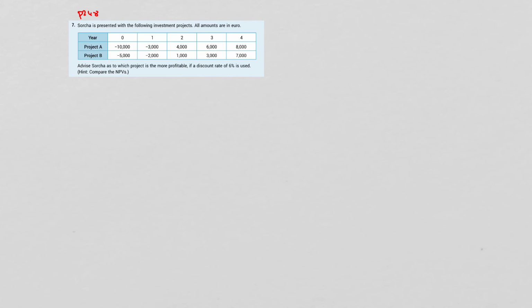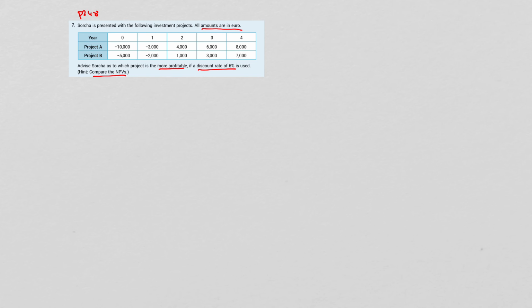So if we look at our example on page 248, question 7, we have Sourcia presented with the following investment projects, and all the amounts are in euros. So we have project A and we have project B, and we have to advise Sourcia which project is more profitable if a discount rate of 6% is used. In other words, we have to compare the net present values.